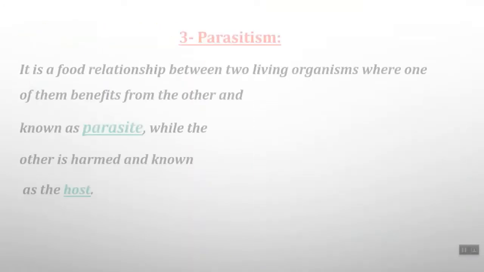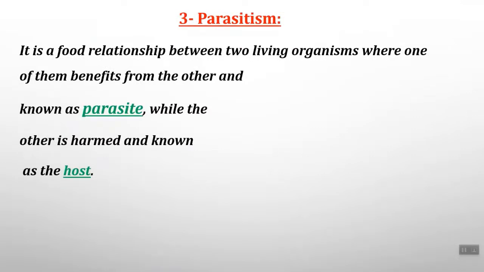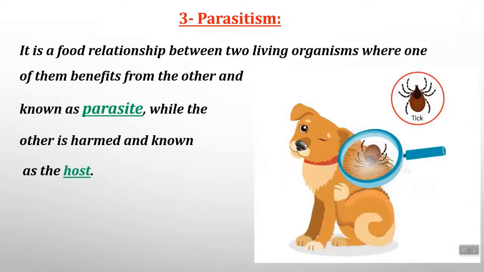Number three, the parasitism. What is the parasitism? It is the relationship between two living organisms where one of them gets benefit and the other one is harmed. Here, as you see in this picture, we have the dog and this tick. This tick is the parasite and the dog is the host. The parasite gets benefit and the host is harmed. This relationship between the tick and the dog is the parasitism relationship.